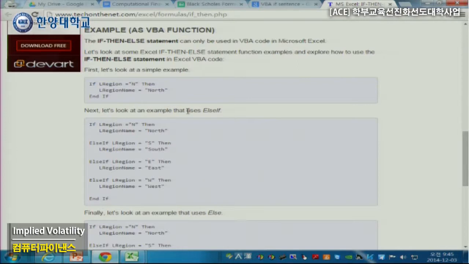Is it working? Okay, let me see. If C is 0, then BSM call; if C is 1, BSM put. Where is BSM put?